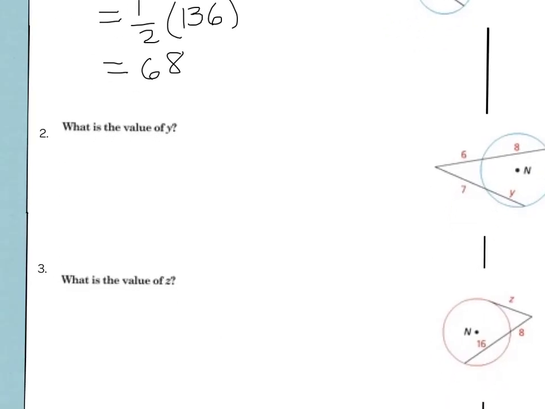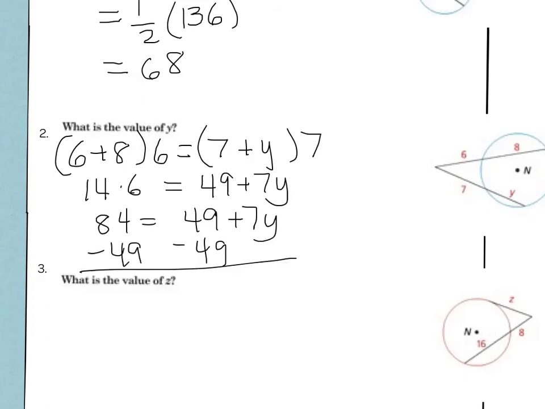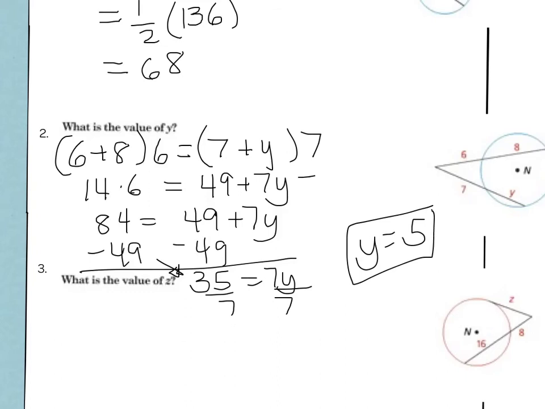Question number 2. What is the value of y? So now we've got, again, those two secants. So we're going to say, hey, I'm going to take very clearly 6 plus 8, and I'm going to multiply it times 6. And that's going to be equal to 7 plus y. And what side is outside the circle? Oh, it's 7. I'm going to multiply that by 7. And clearly that's going to give me 35. Again, coming down here, ran out of room. 35 equals 7y. Divide both sides by 7. Y is going to equal 5. Okay, again, algebraic steps to solve it. What do you need to know? How to set that up.